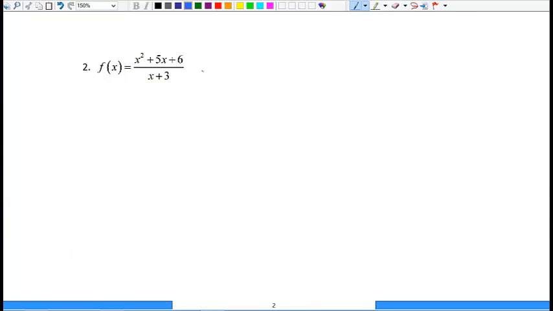Okay, number 2. Again, first thing I'm going to try to do is factor. And then if a hole shows up, that'll give me some slightly smaller numbers to deal with. And when I factor it, I get x plus 3 and x plus 2 all over x plus 3. And what do we notice? We got a common factor. So the x plus 3's divide out, and we're left with x plus 2.